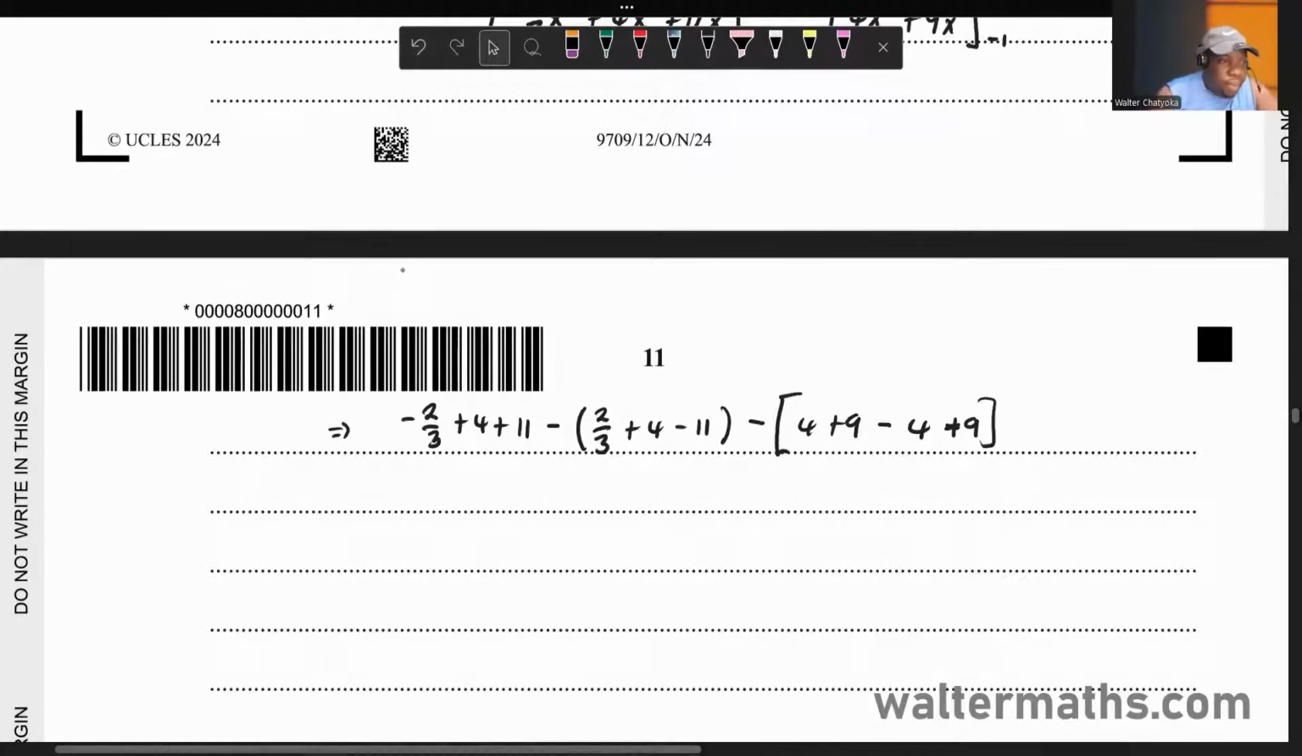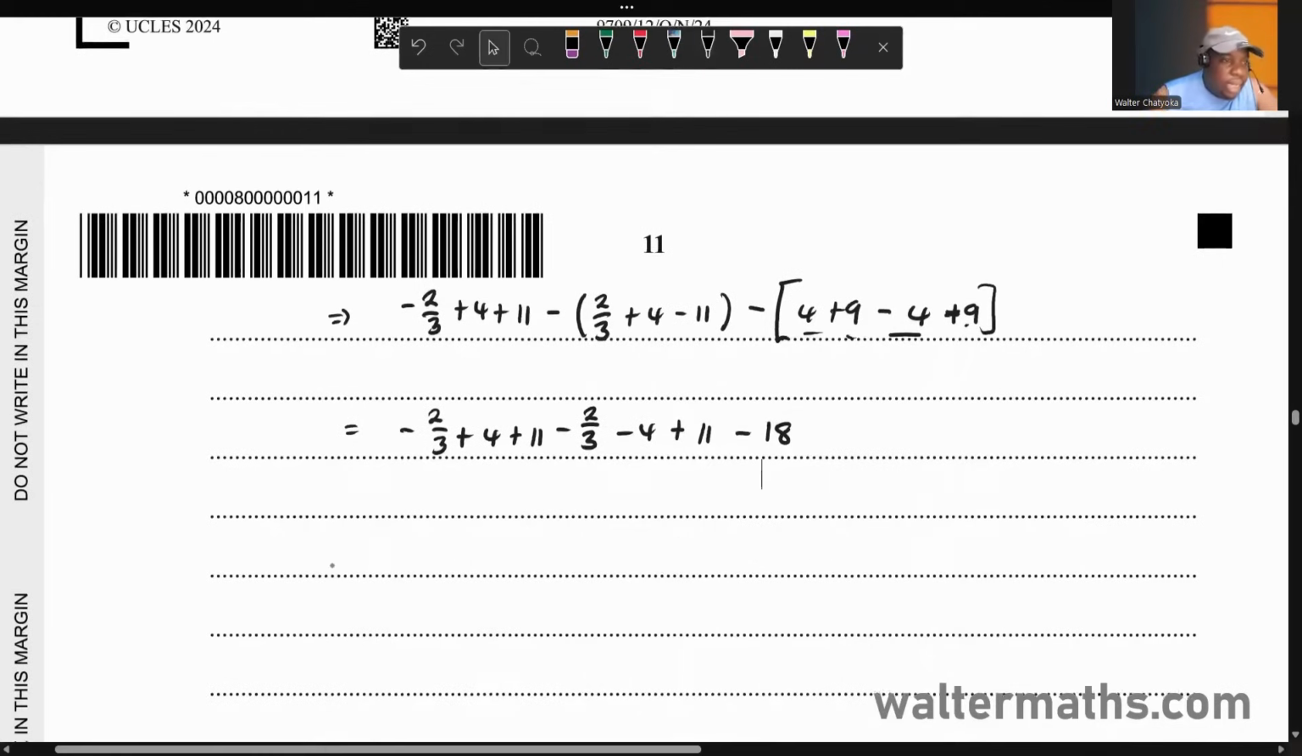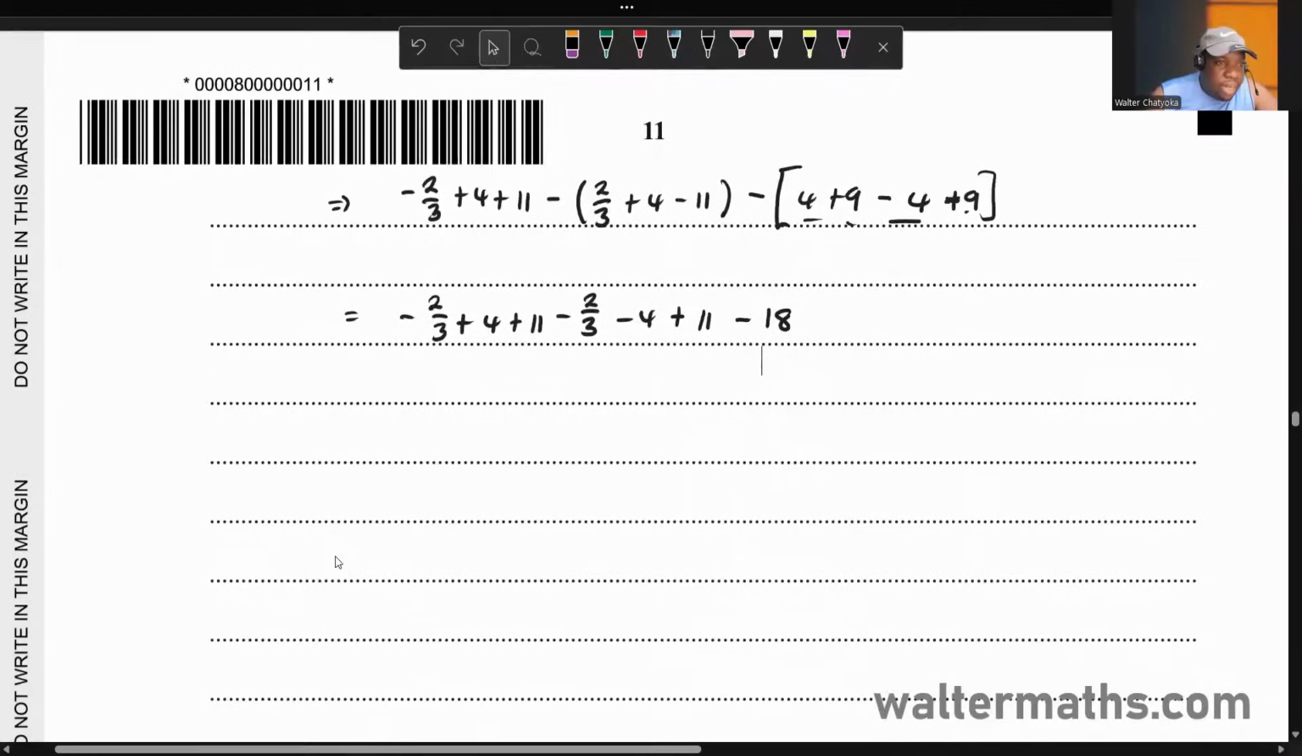So this simplifies to -2/3 + 4 + 11, okay, and that's -2/3 - 4 + 11, all right, and that's minus. Here we say 4 minus 4 is 0, 9 plus 9 is 18, so that's minus 18 basically here, all right. So this is what we are having, okay.